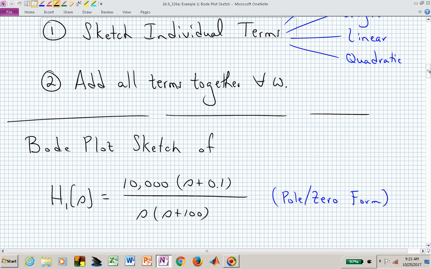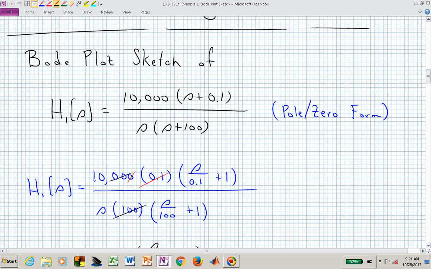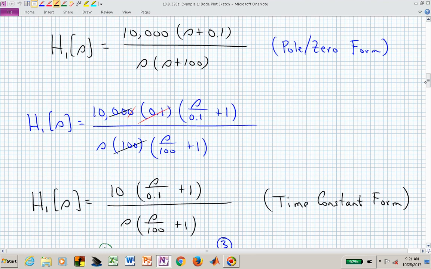Here is our transfer function in pole 0 form. We factor out the constants from the different linear and quadratic terms. Here we don't have a quadratic, but now I've shown how we can then cancel essentially some of these zeros off of 10,000. First by multiplying 10,000 by 0.1, or taking 10% of that, and we're down to 1,000, and then we divide that 1,000 by 100, and now we're left with 10. So in our time constant form, we have our gain of 10.